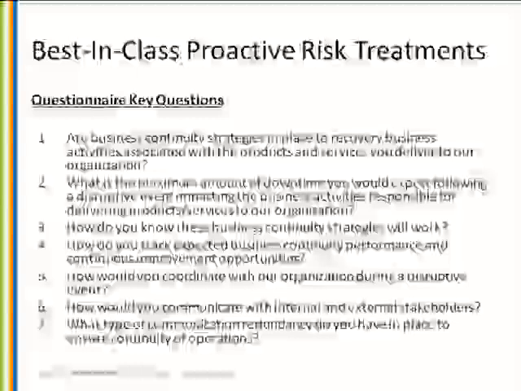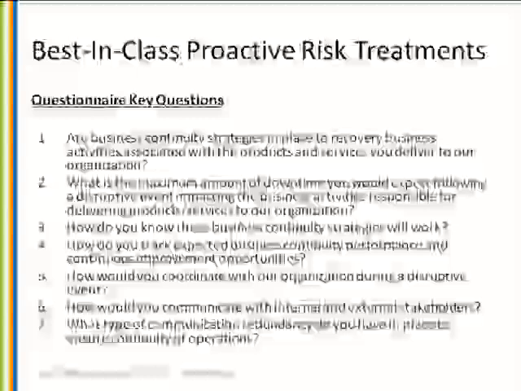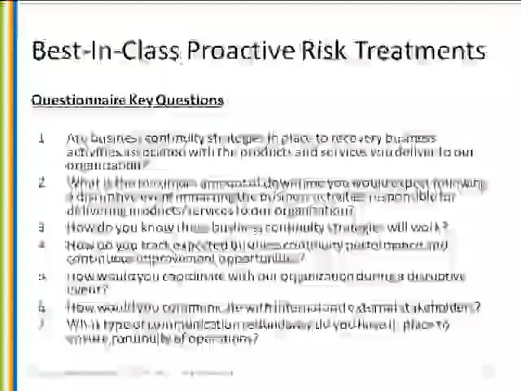Number 6 is kind of related to that. How would you communicate with internal and external stakeholders to hopefully minimize the impact of the disruptive event? We talk about the buyer organization in number 5 and getting a hold of us, but how are you going to continually communicate with us to keep us apprised of how the recovery effort is going? And then the last is number 7. What type of communication redundancy do you have in place to ensure continuity of operations? Again, we're going to talk a lot more about that in a little bit in terms of some of the expectations as we get into the next topic.